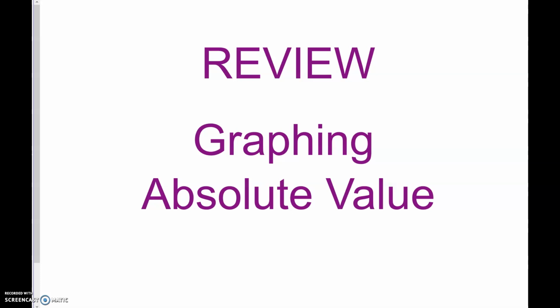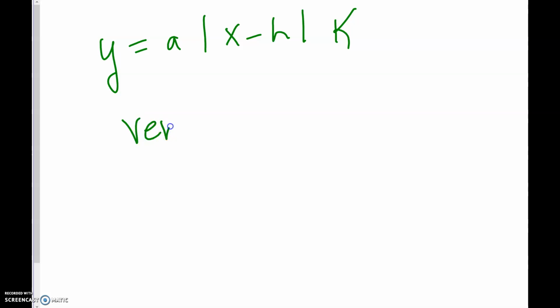All right, so this is the review. So we're going to put everything into practice today. What we're going to look for in your equation, remember, this is called vertex form. So we're going to be looking for the vertex, which is going to be h, comma, k.